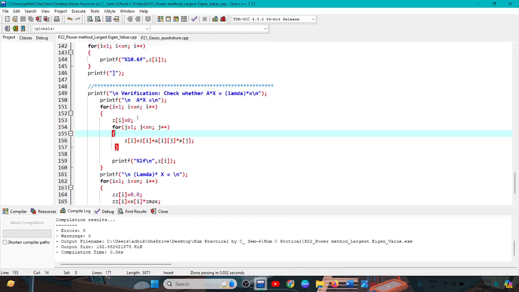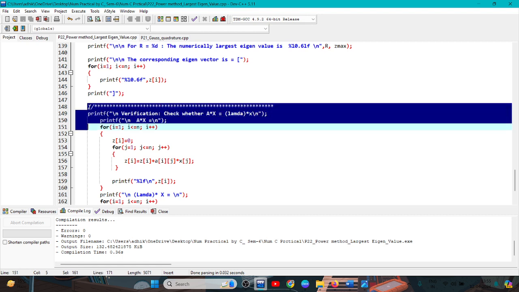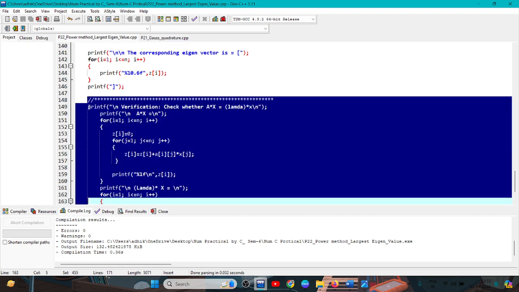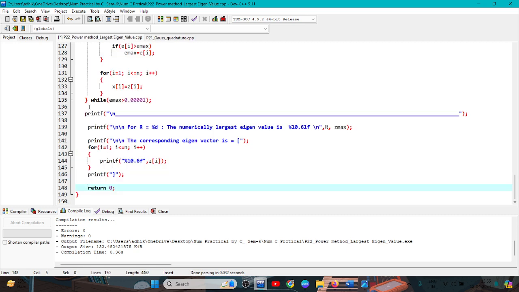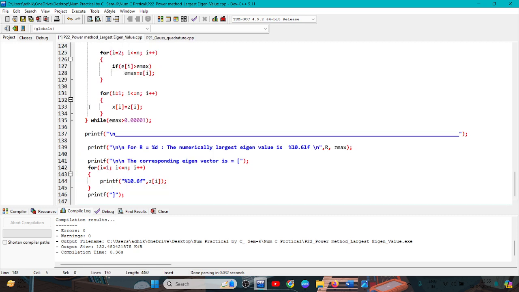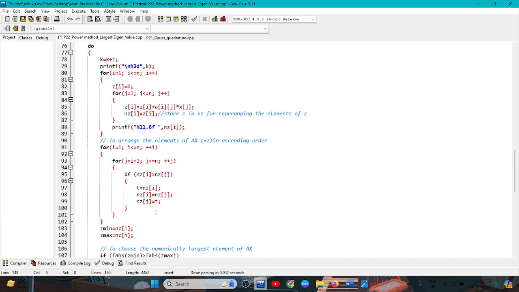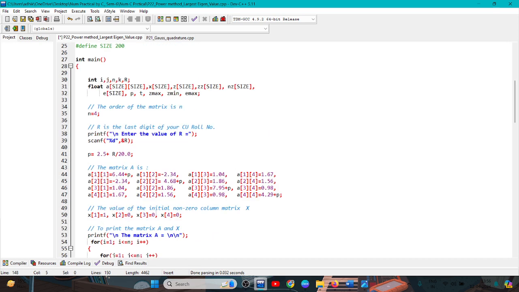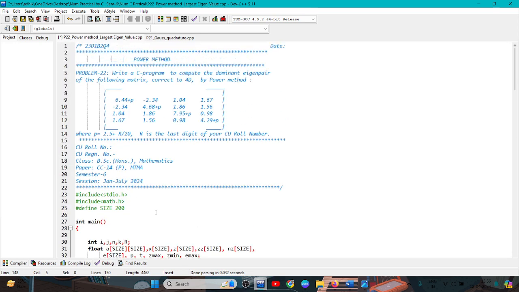And then delete this part from the program. So this is the programming to find the largest eigenvalue of a non-zero square matrix.